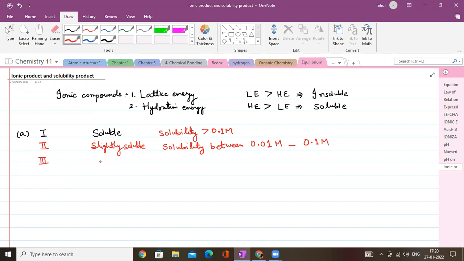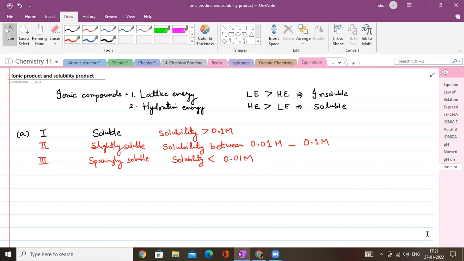And if I am talking about the third kind, it is called sparingly soluble. Sparingly soluble salts. When I am talking about sparingly soluble salts, the solubility is less than 0.01 molar. So this is basically the concept of solubility, on the basis of which, as I said, substances can be divided.